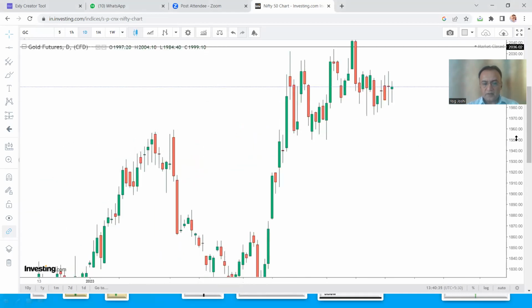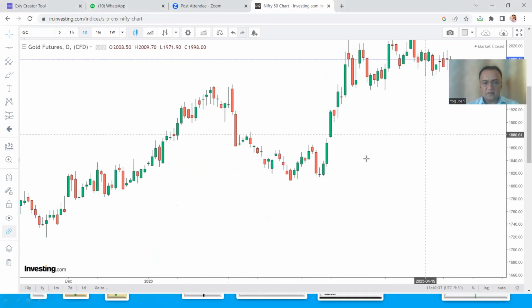Okay. See what this sentiment indicates. This is a clear cut doji candle. Indicate like this. This is a doji candle. It is a neutral candle. It's a clear cut neutral candle.